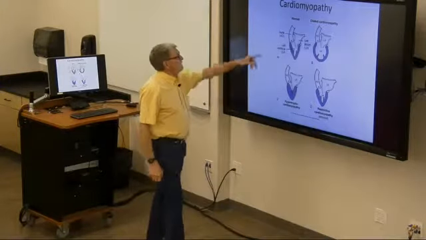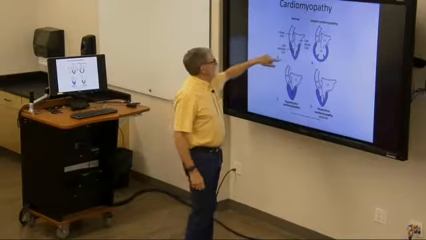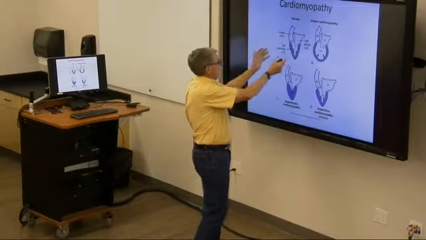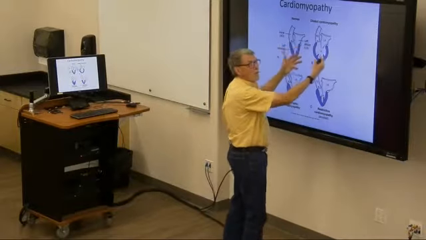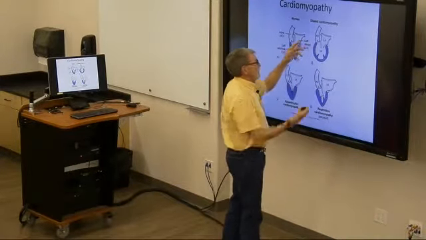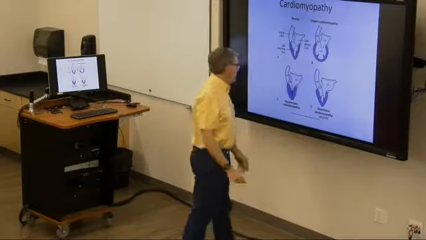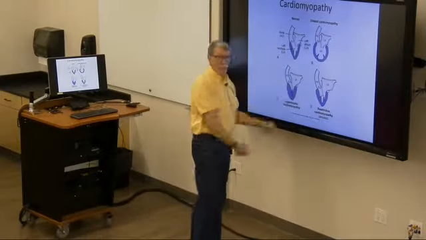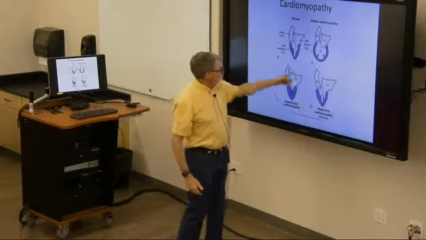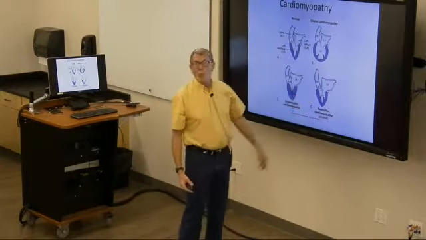So here we have normal, it beats. Dilated cardiomyopathy, it's really big, it doesn't pump very much of the blood out. A lot of the blood is left behind at the end of each beat. Hypertrophic cardiomyopathy fills up the chamber with muscle. And restrictive cardiomyopathy looks just like this one, but it won't move.